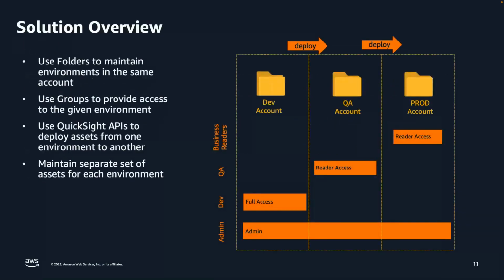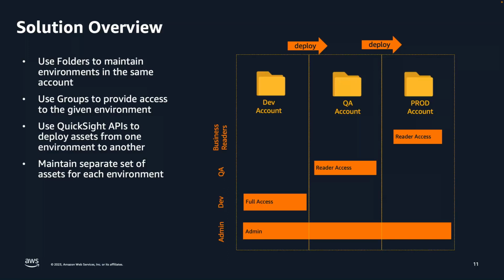So there are three key features that we will be using to implement the solution. First and foremost, we are going to leverage the folders feature within QuickSight. We also need the groups, which will help us permission content. And finally, the QuickSight API. So the APIs that we'll use for managing assets or data resources will be used to move content from one environment to another environment.